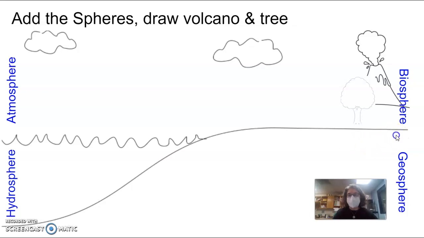Our model is pretty simple. We're going to represent a slice through Earth representing part of the terrestrial ecosystem, so land, as well as part of the hydrosphere. So we're going to represent the oceans here to do that. Along the sides of your diagram, if you haven't already, you're going to want to label the atmosphere, the hydrosphere, which we're going to represent with the ocean, the geosphere, so the materials below Earth's surface, and then the biosphere. On your model, you're going to need to add in a volcano and a tree.